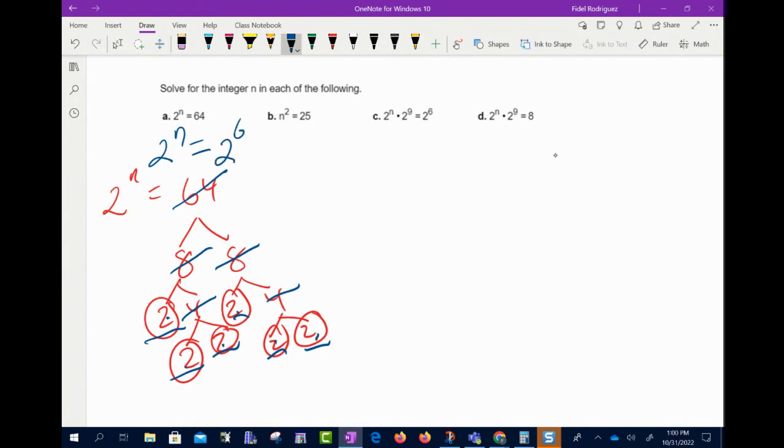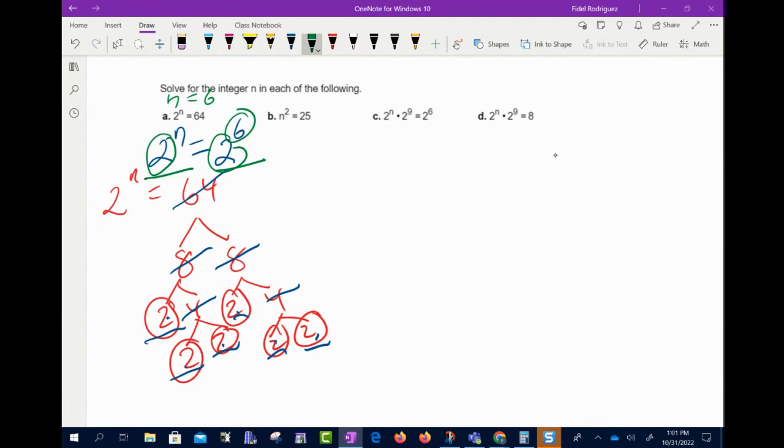There's 6 2's. Okay. So if 2^n is equal to 2^6, we do a little stare and compare. If we say this whole number is equal to that whole number, and these are both 2's, then n has to be the same thing as the power right there. Okay.